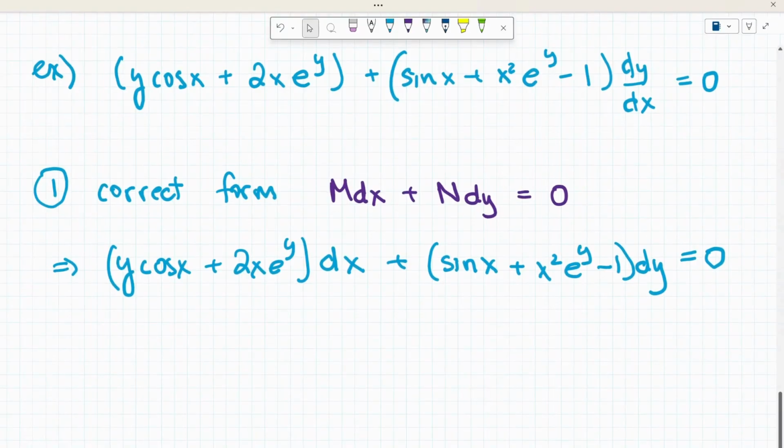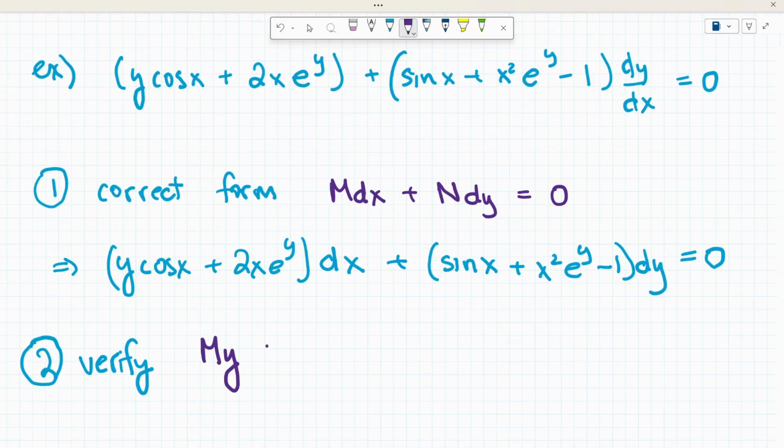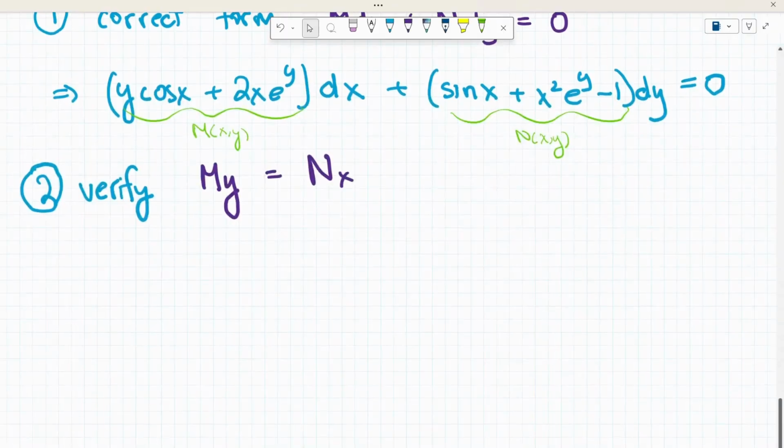Okay, so now that we have it in our correct form, we have to continue to verify that it's an exact ODE. In order to verify it, we need to double check that the partial derivative of M with respect to y equals the partial derivative of N with respect to x. Looking at our example, this part over here is our M function, and this part over here is our N function. So let's take the partial derivatives of each of these.